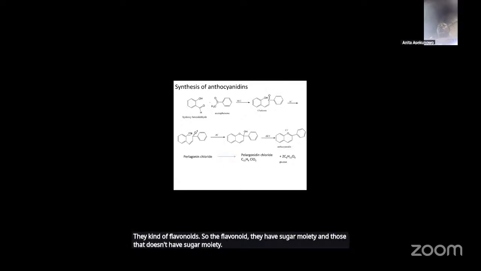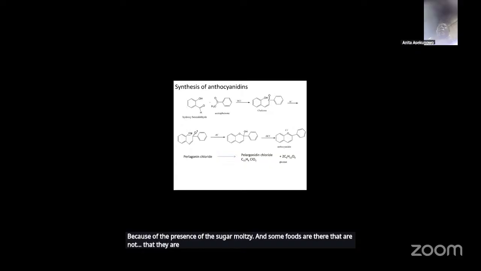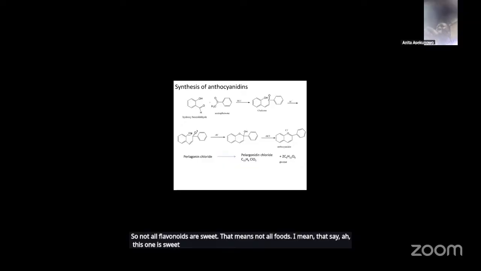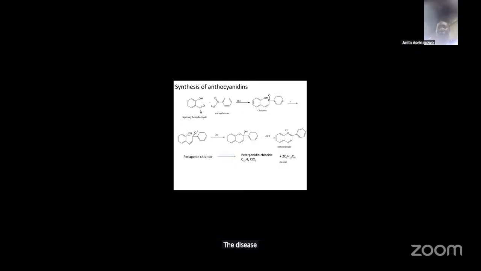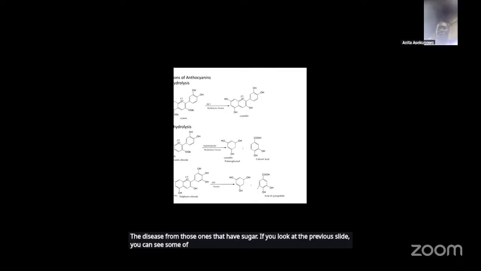Now, that's why you see some fruits are sweet because of the presence of the sugar moiety. And some fruits are very good, potent antioxidants, but they are not sweet. So not all flavonoids are sweet. But the essence is that whenever you have the problem of sugar disease, some of them have sugar. If you look at the previous slide, you can see some of them have glucose.